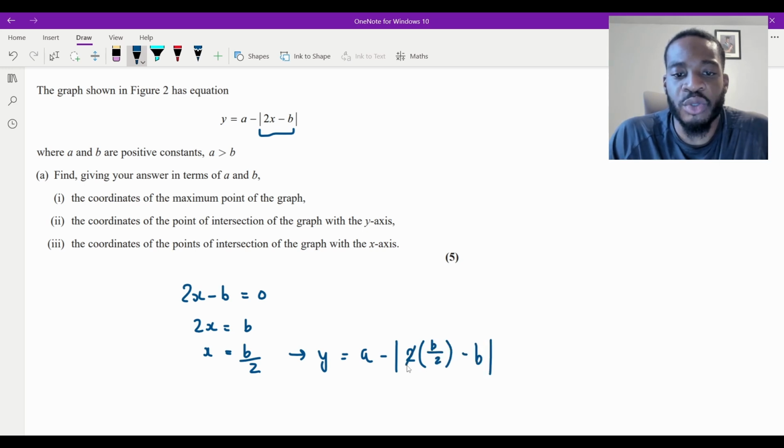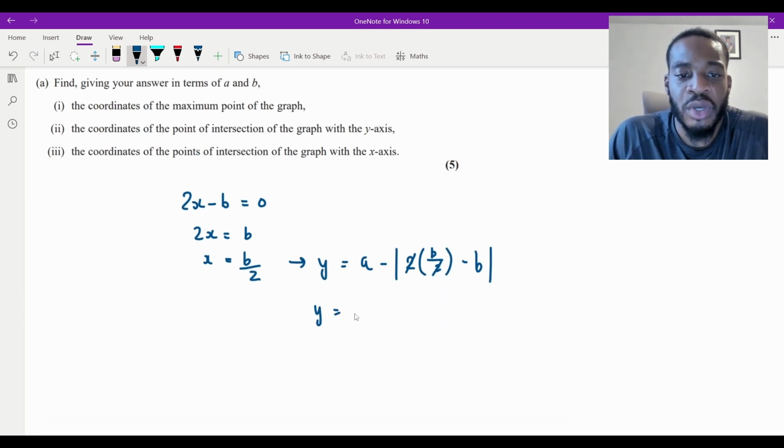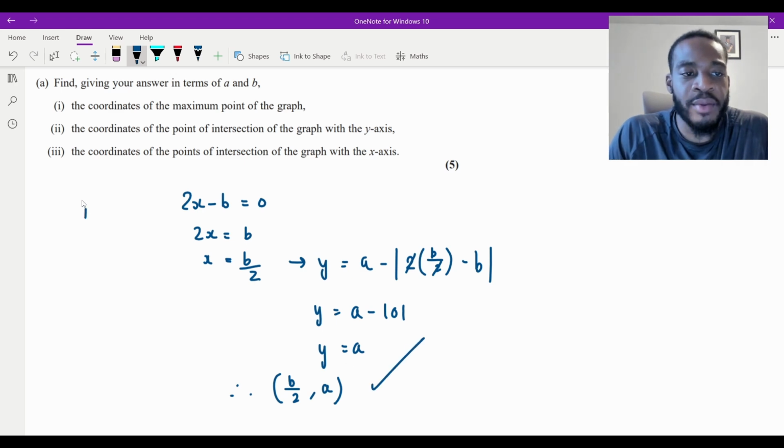And then obviously you can see that the 2's are going to cancel. This is b take away b, isn't it? So it's y is equal to a minus the modulus of 0, which is just 0. So y is equal to a. So therefore your maximum point is going to be x is b over 2, and your y coordinate is going to be a. So that's I, right?